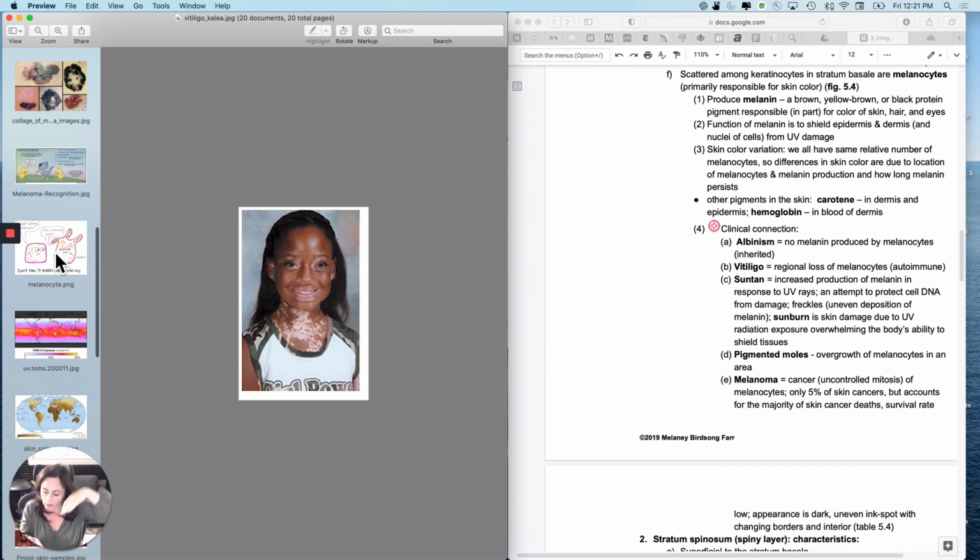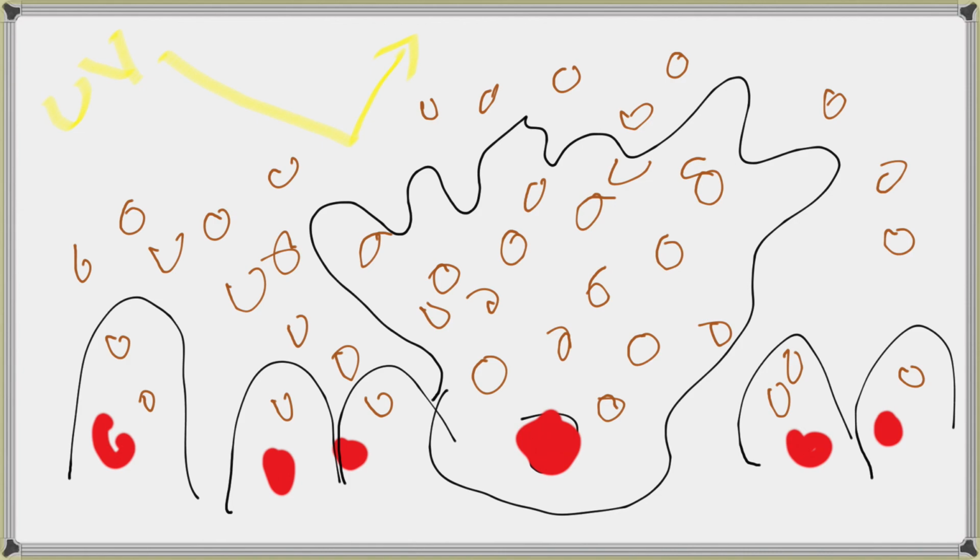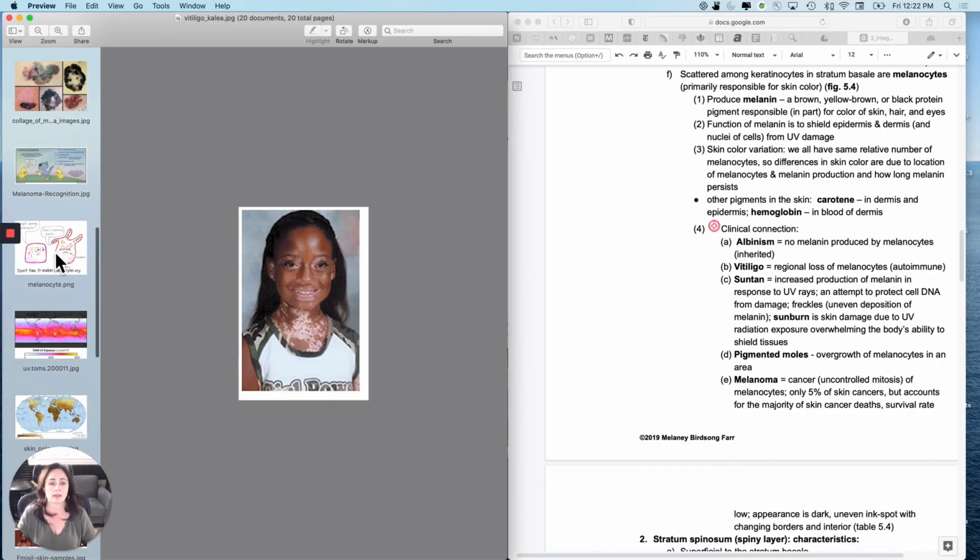So if you hit your cells with UV radiation, like we were talking about here, what will happen is this cell right here, this melanocyte, will start to produce more melanin and dump it out here to try to protect you. So this suntan is really a protective response, and it's increased production of melanin in response to UV radiation. It's really an attempt to protect your cell DNA from damage.